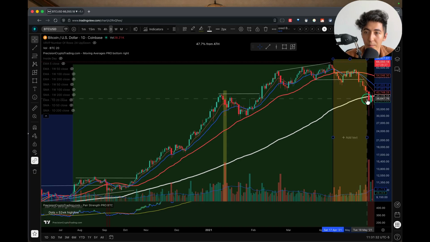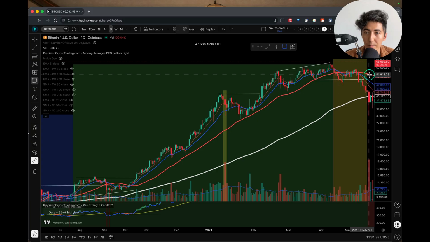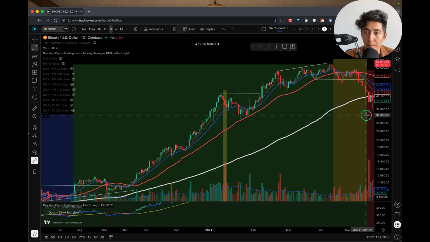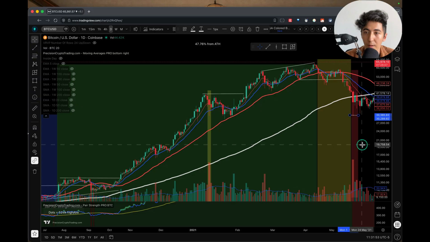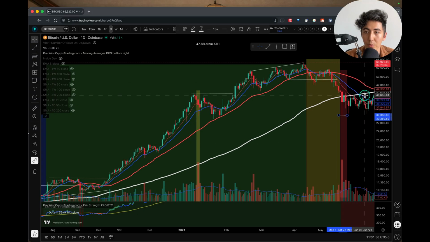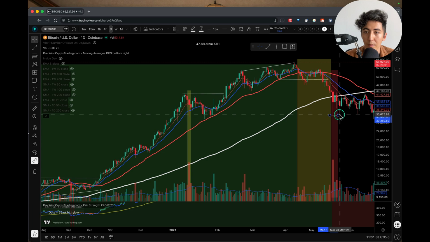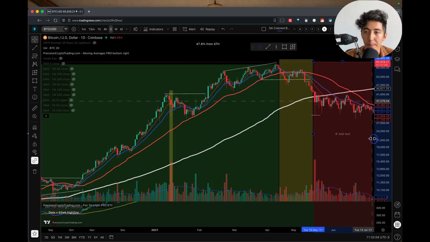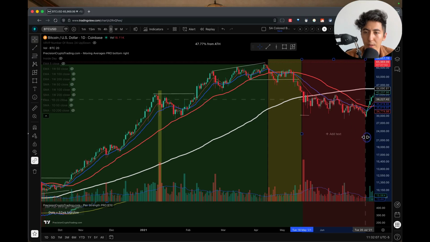And here we go. A red, big high volume close. This is the highest volume that we've had. Below the 200-day. And now the 20-day is acting as resistance. But then look what happens. It just starts to change the trend. This is strange.